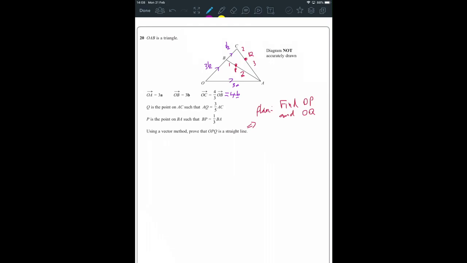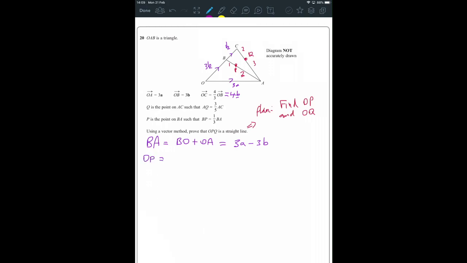Let's try and think about O to P. Well, to get from O to P, it's probably easier to go from O to B and then B to P. Well, to go from B to P, I need B to A. So let's work out B to A first. Well, that's going backwards, and you go B to O, and then O to A. B to O is the opposite direction of O to B, so that's the O to A, but we're going backwards, so it's minus 3B, not plus 3B.